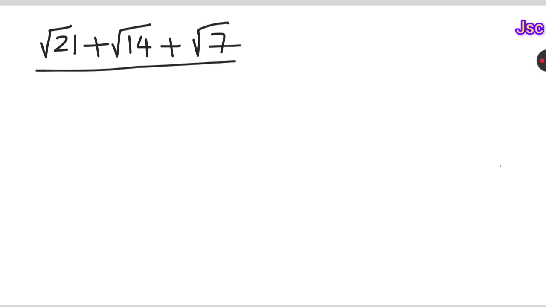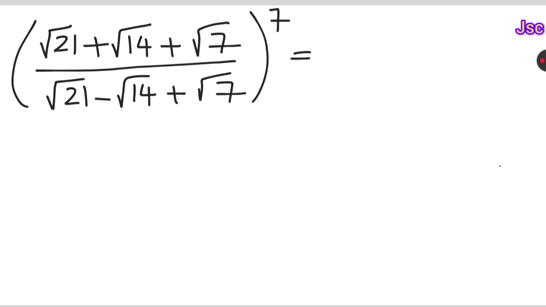Today's question is (square root of 21 plus square root of 14 plus square root of 7) over (square root of 21 minus square root of 14 plus square root of 7), whole raised to power of 7. We need to find this value. Let's observe the inside numbers, which we have 21.